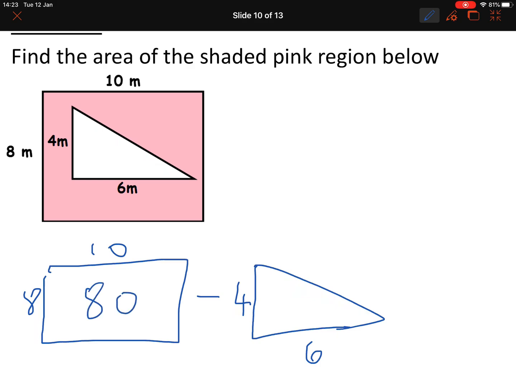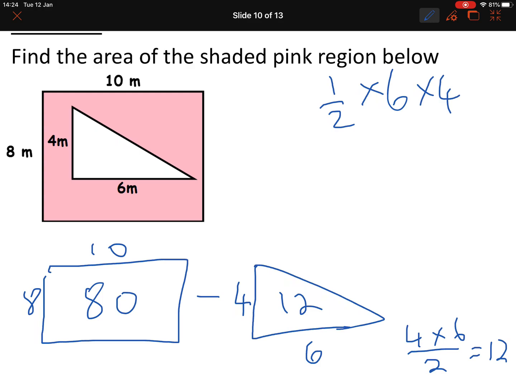Okay, well done. So 8 times 10 would give you 80. Now, to work out the area of the triangle, remember it's 4 times 6 and then divide by 2. 4 times 6 is 24. When you half that, that is 12. You can also do it like this: a half times 6 times 4, half base times height. Half of 6 is 3. 3 times 4 is 12.